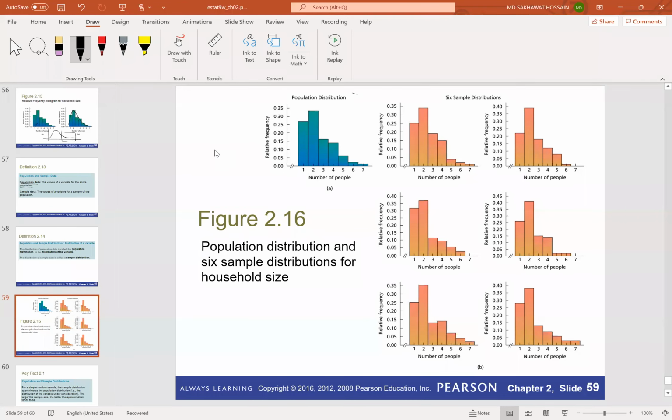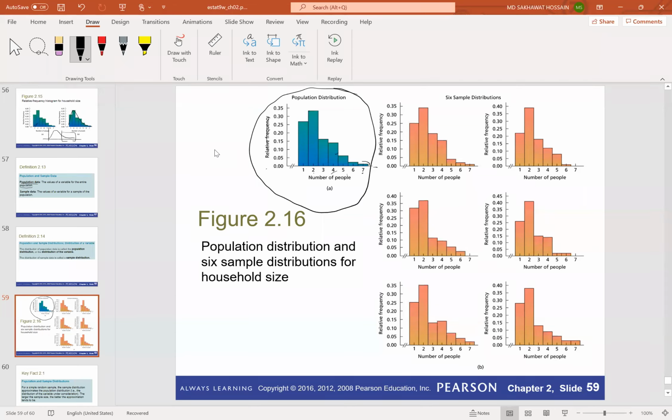So we have the population distribution, or the distribution of the variable. Here our data is about the number of people: 1, 2, 3, 4, 5, 6, 7, and we have the frequency and relative frequency corresponding to each number. For 1, the relative frequency is about 0.26, and for 2, it is close to 0.33, I guess.